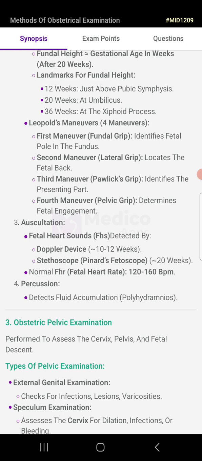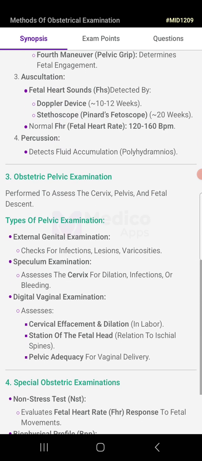Auscultation: fetal heart sounds are detected by the Doppler device at 10 to 12 weeks, and by the stethoscope, Pinard stethoscope, at 20 weeks. Normal FHR 120 to 160 BPM. Percussion detects the fluid accumulation, polyhydramnios.